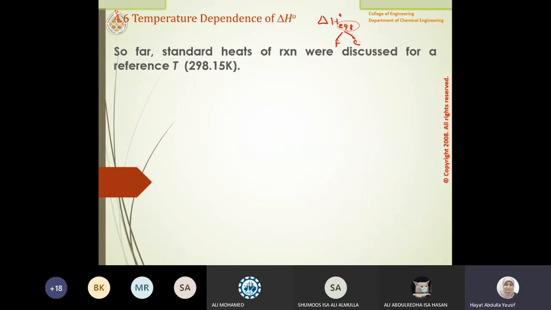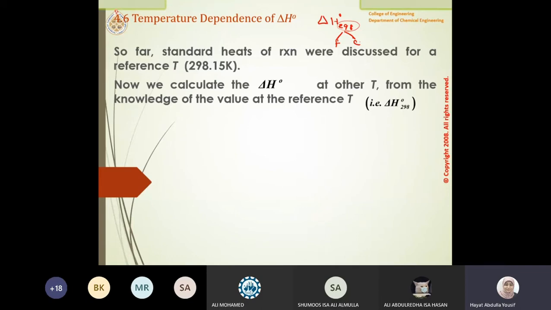For example, I can give you A plus B, give me C plus D. In the industry, the temperature of the reaction was not 298. And don't expect that you will get 298 everywhere. Of course, that is not possible. So how to deal with this scenario? Let me just explain the story from the beginning.